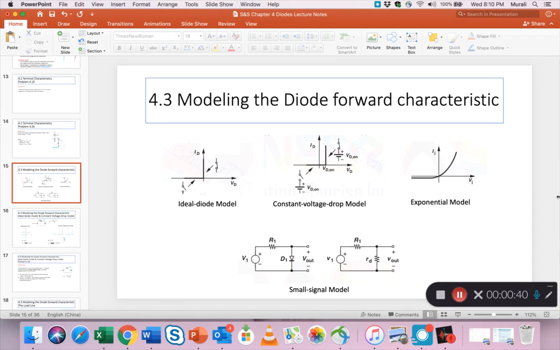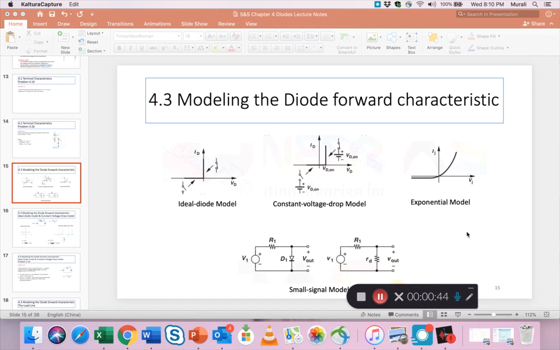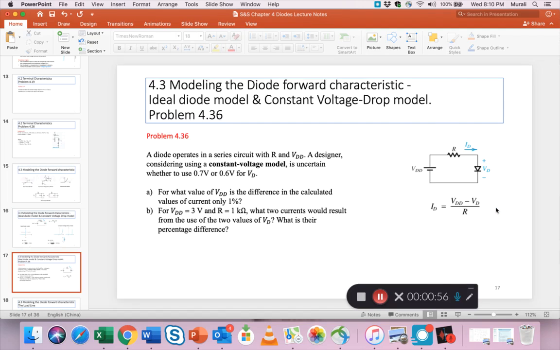Okay. All right. So I'm on slide 15, where we began studying these various models. I will skip ahead to where I have the first example or a problem. Okay. So on slide 17, we have a problem 4.36 from the back of the chapter.